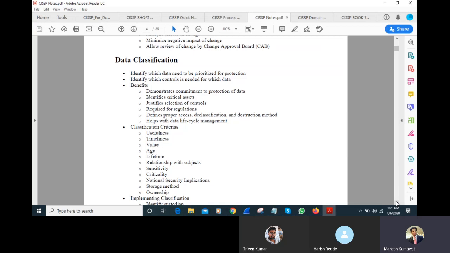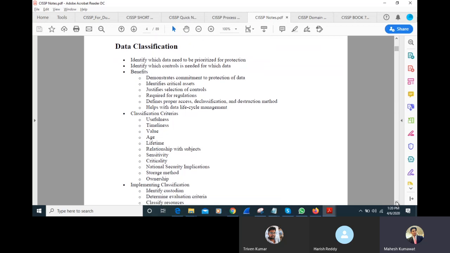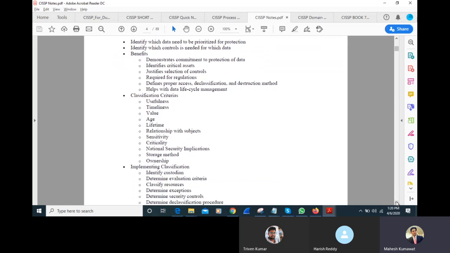Classification categories: usefulness, timeliness, value, age. What is the age of the data? The lifetime we need to carry the data. Relationship with subjects, sensitivity, criticality of the data, national security implications, storage methods, and ownership. So we need to do the classification on these categories. First, usefulness: what is the usefulness of the data? Timeliness, the value of the data, the age, the lifetime, the relationship with the subject, sensitivity, criticality, national security implications, storage method, and ownership.